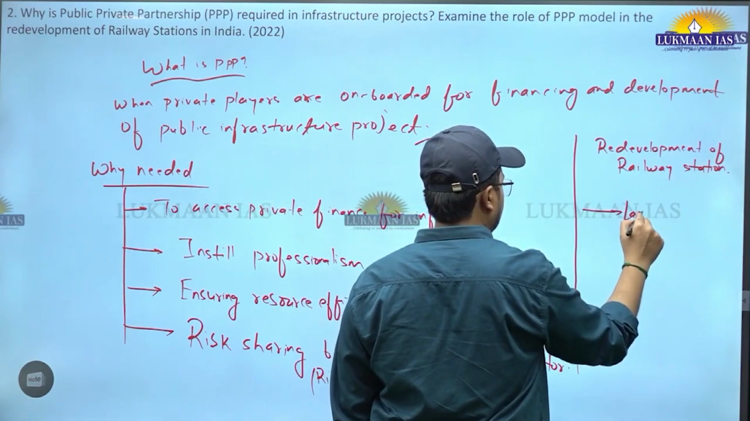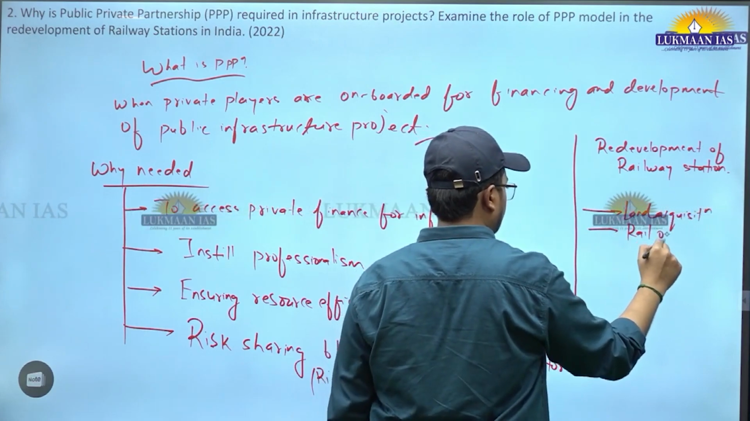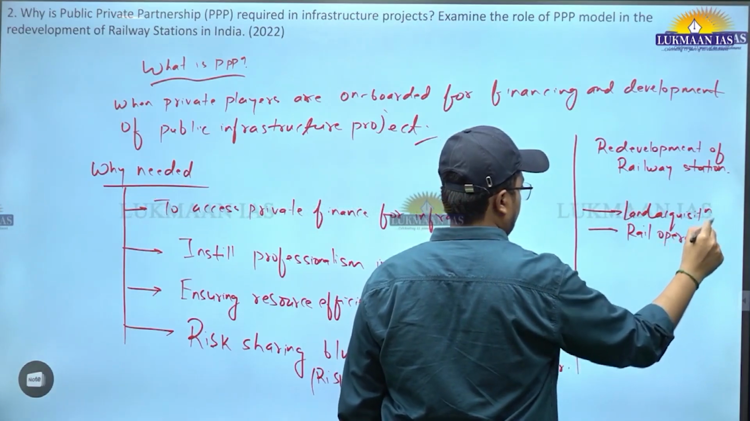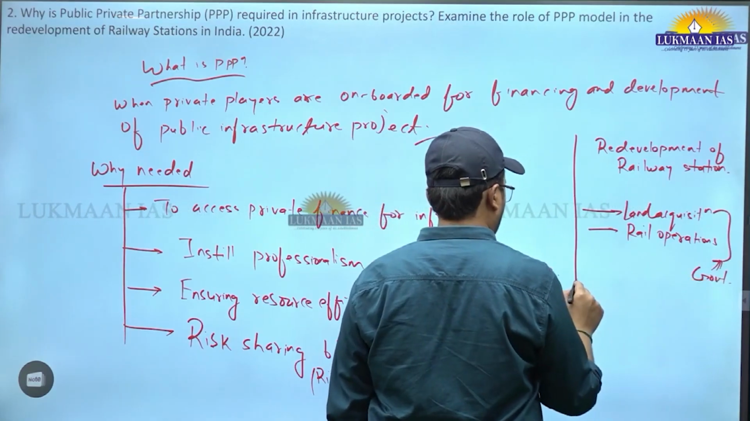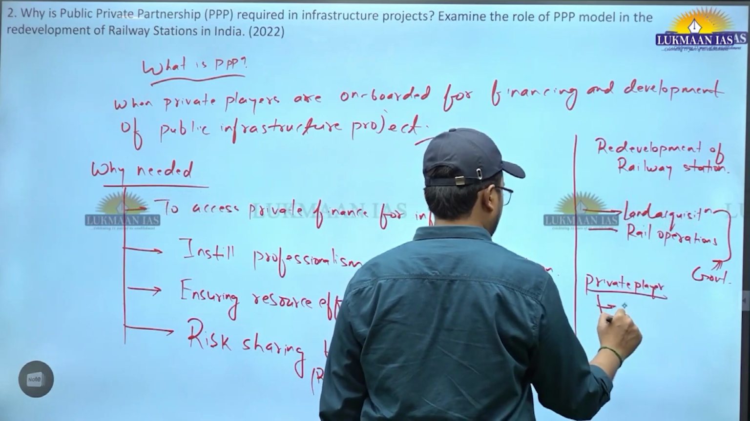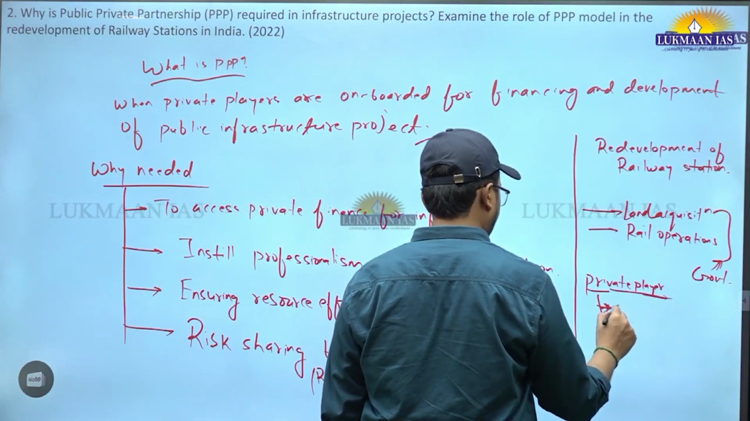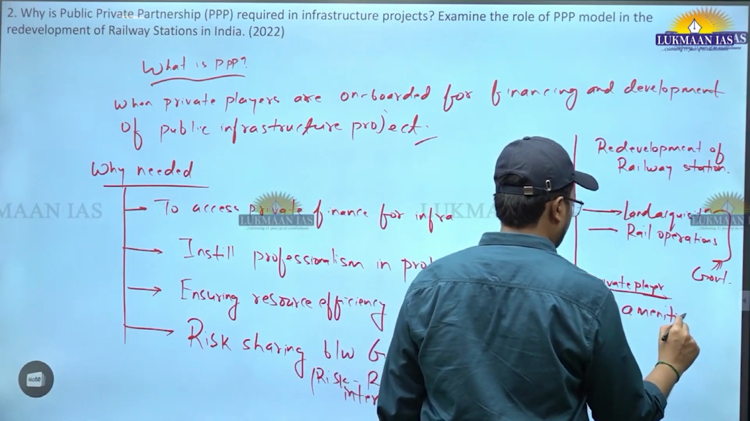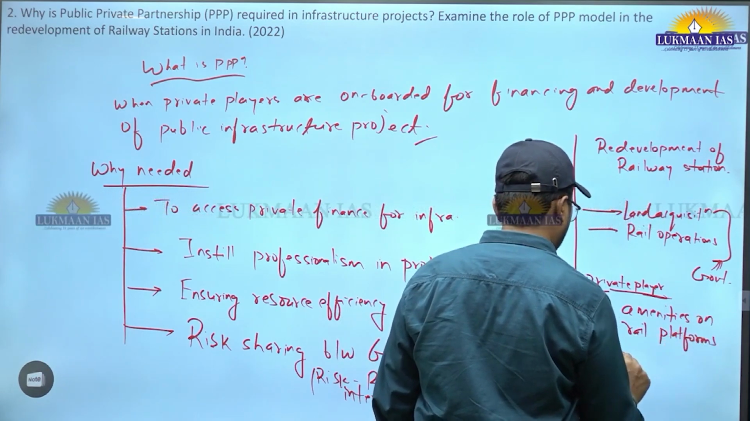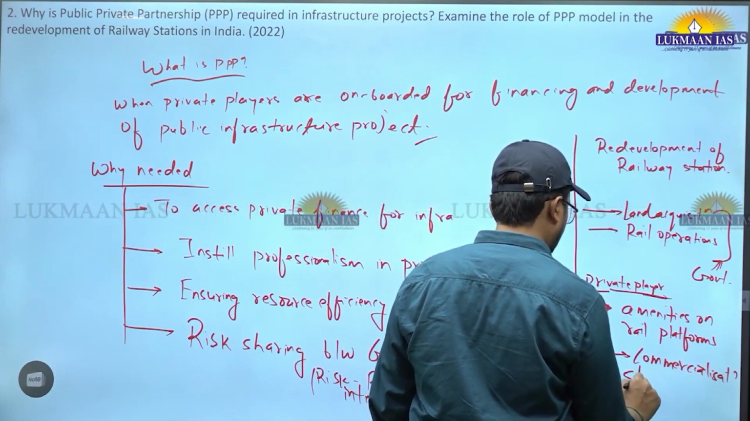So land acquisition, rail operations, this is done by the government. However, the private player handles passenger amenities, the amenities on the rail platform, commercialization of rail space, and realization of station premises.